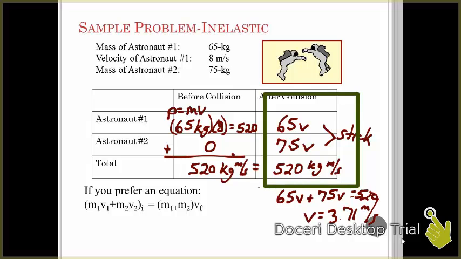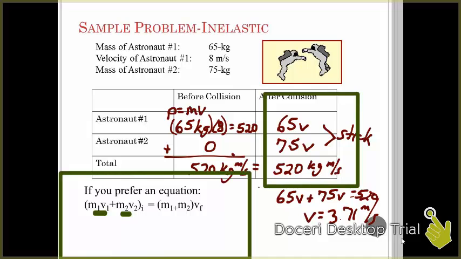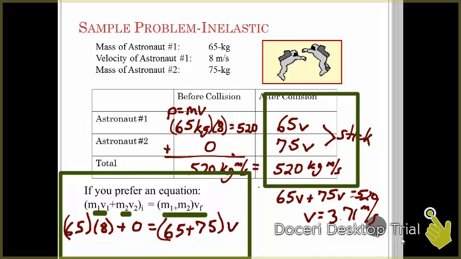The way that looks in equation form is this. The two objects are separate before the collision, but then they have a combined mass traveling at the same velocity after the collision. Putting in my numbers, I've got astronaut 1 plus astronaut 2 is equal to their combined masses times their velocity. Again, either way you choose to set up the problem, you're going to get the same answer.